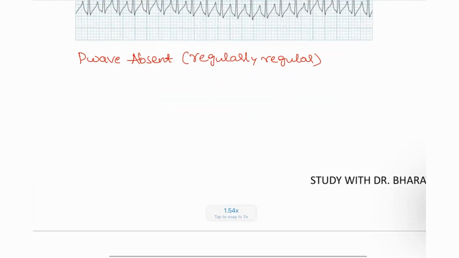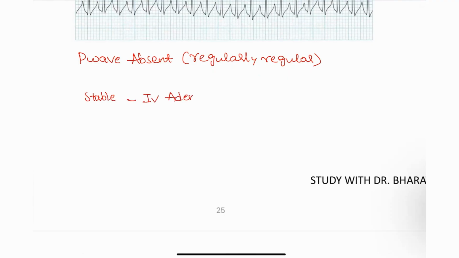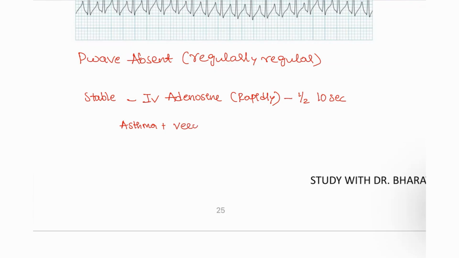Again, if you see the vitals are stable, then you can go for IV adenosine. IV adenosine should be given rapidly. Why am I saying it should be given rapidly? Because its half-life is less than 10 seconds only. That's why the drug of choice, adenosine, should be given rapidly. But if the patient has asthma and the vitals are stable, then you can go for verapamil as the drug of choice for the asthma patient. But again, if the patient is unstable, then go for cardioversion.